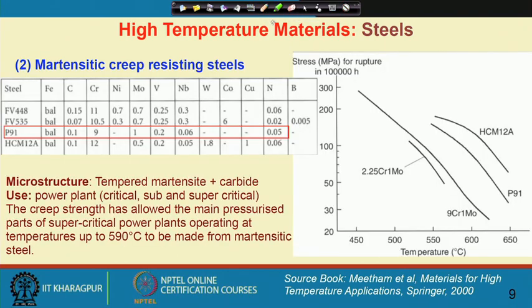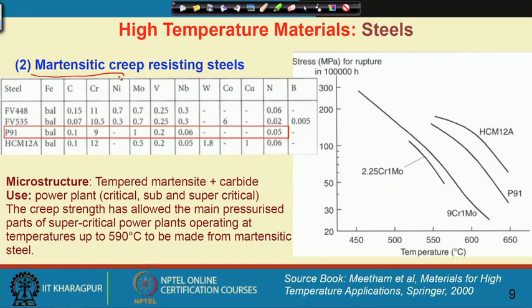Now, let us talk about the martensitic creep resistant steel. The name itself says that they contain martensite microstructure. And what is the operating condition of the steel? It should be minimum something like 500 or 600 degree centigrade. So, the martensite phase should be stabilized, but whether that is possible or not is another question. But let us look at what is desired out of those steels.